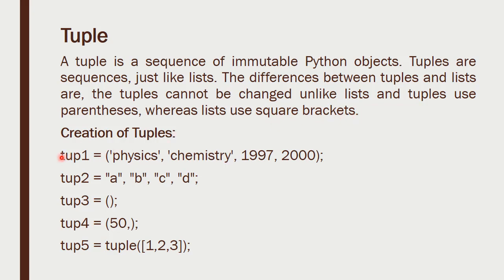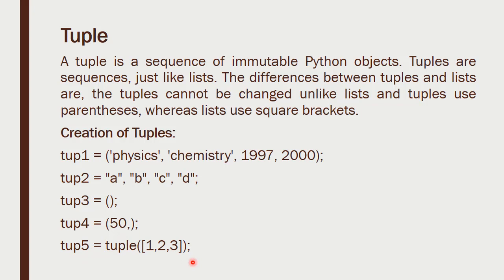Here we have 5 examples of how we can create a tuple. The first one is a very simple one, just like a list. Instead of square brackets, we are using parentheses here. And the second one is we can also remove parentheses. They are not mandatory. And the third one is an example of an empty tuple. And the fourth one is an example of a single element tuple. As you can see, we need to provide this comma here, otherwise it will be converted to an integer type. And the last one is how we can create a tuple using a list.